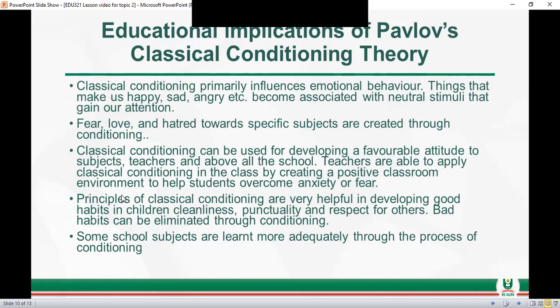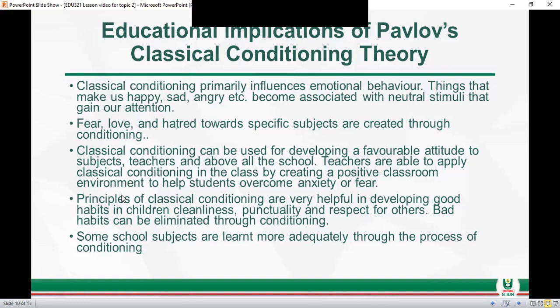Classical conditioning primarily influences emotional behavior. Things that make us happy, sad, angry, and so on become associated with neutral stimuli that gain our attention. For instance, if a teacher beats any child excessively, then that child will begin to fear that teacher. Even at the mention of that teacher's name, the name alone can evoke fear in the child.